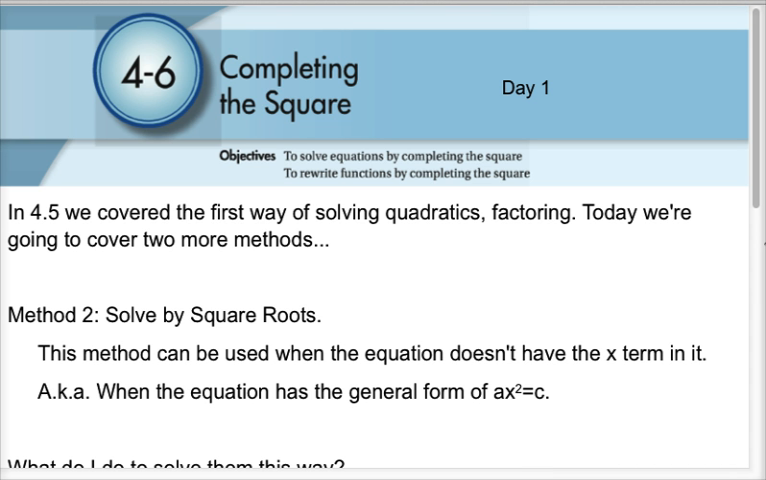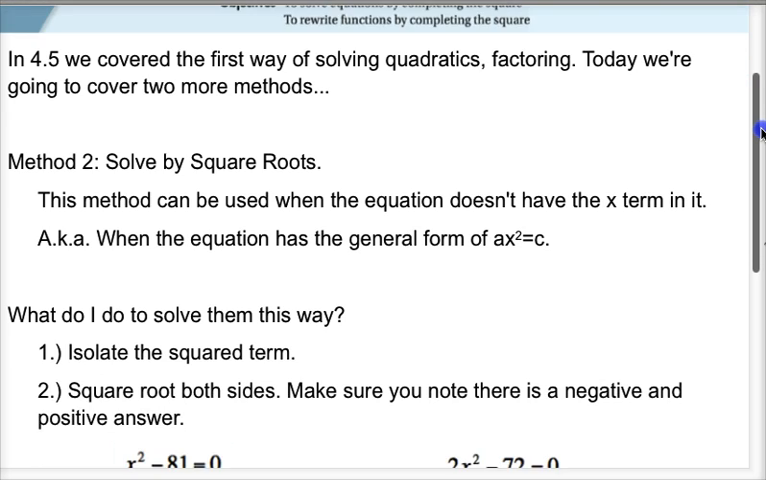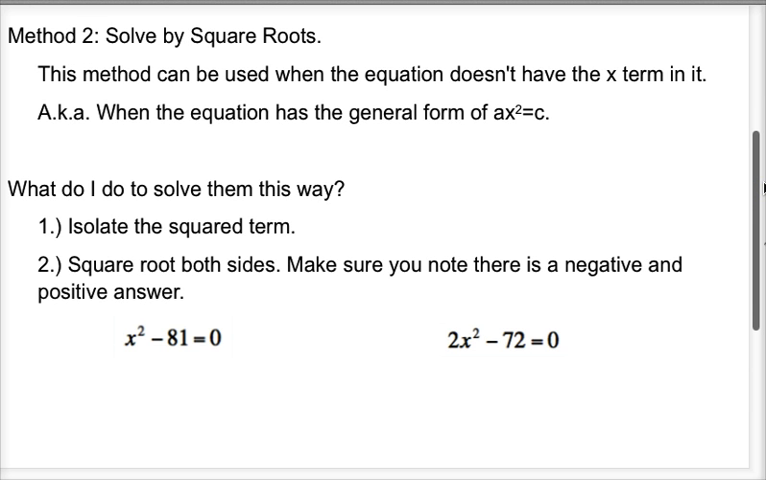Now, the lesson is called completing the square, but before we get there, there actually is another way that we're going to cover first, solving by square roots. So we use this method when the equation doesn't have the x term in it. It only has x squared and a number. So the a term and the c term. And just to give you a visual of what that looks like, notice there is no bx term in there. That's when we can use solving by square roots.